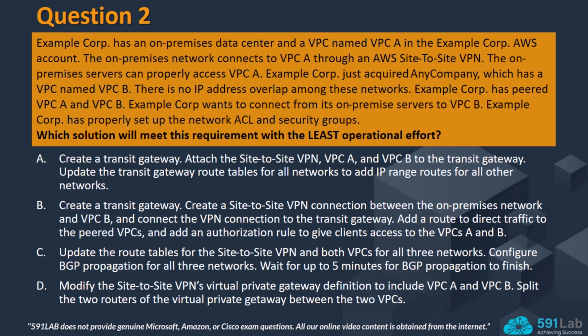Option B. Create a transit gateway. Create a site-to-site VPN connection between the on-premises network and VPC B, and connect the VPN connection to the transit gateway. Add a route to direct traffic to the paired VPCs and add an authorization rule to give clients access to the VPCs A and B. Creating a site-to-site VPN connection between the on-premises network and VPC B and connecting the VPN connection to the transit gateway will not meet the requirement with the least operational effort. So this is not the correct answer.